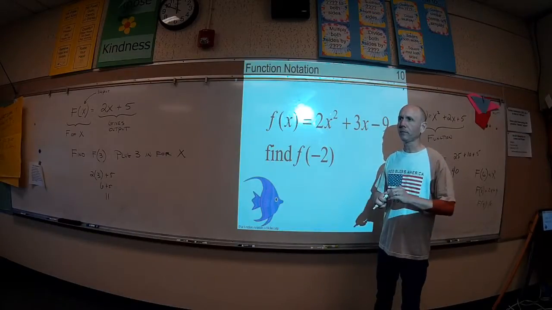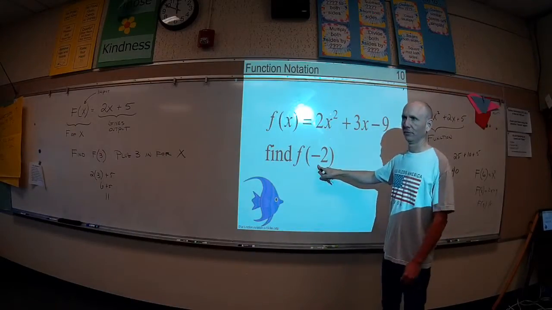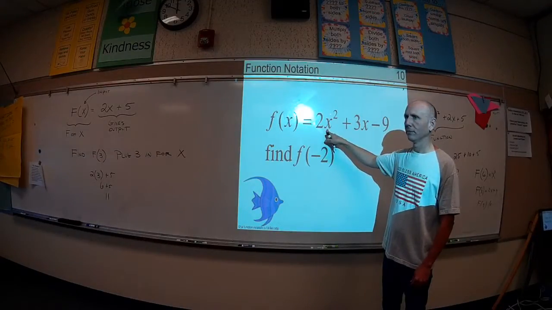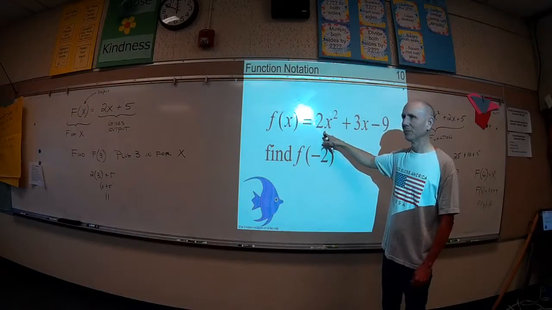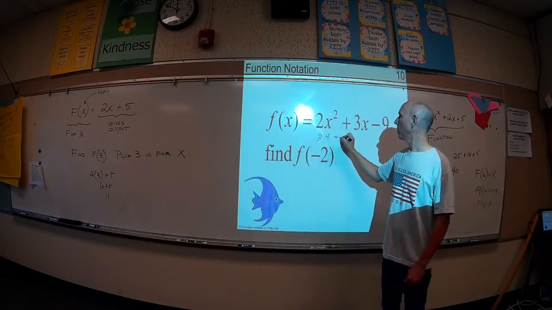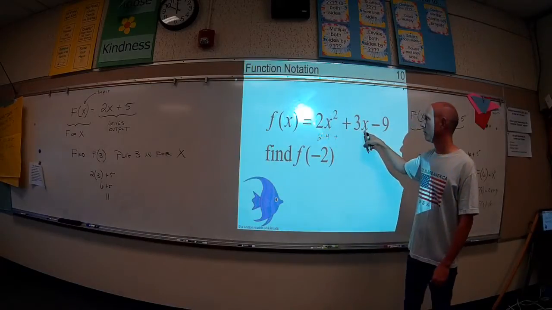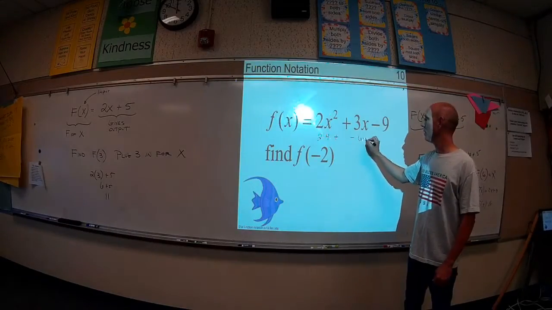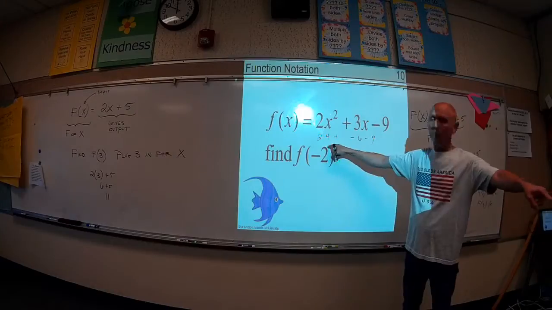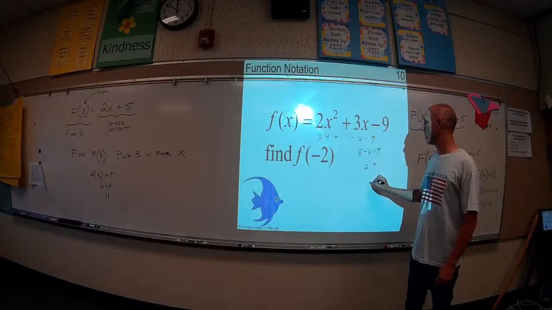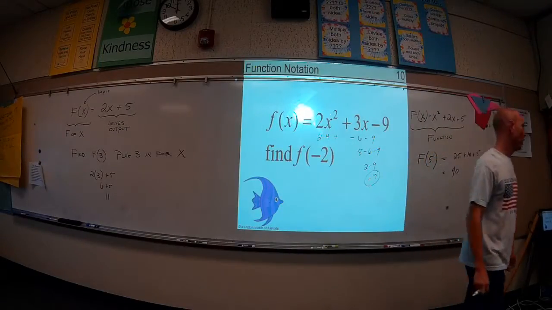Miranda, walk me through it. So you multiply the square, negative 2 times itself, and you input it for x. And so you multiply negative 2 by negative 2, and you get 4. Okay, so I've got 2 times 4 plus 3 times negative 2, which is negative 6, minus 9. So 2 times 4 is 8. 8 minus 6 is 2. 2 minus 9 is negative 7. Next one.